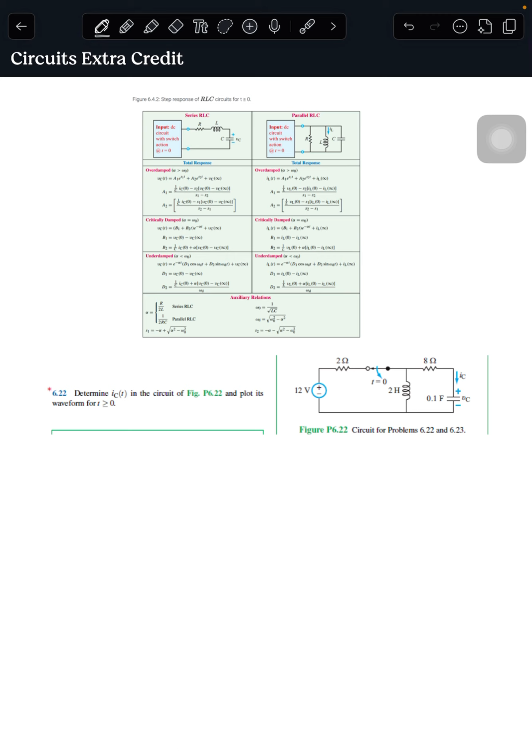Here's the extra credit for circuits 2. Looking to do an RLC problem because I think I learned these pretty well and am able to talk about it. On top of that, I explained the same question during that one circuits review that we did, so might as well just do it again.